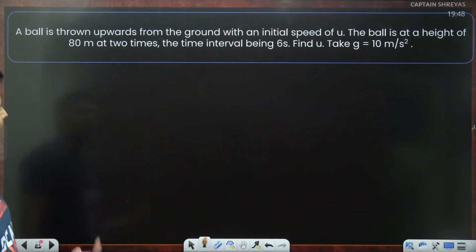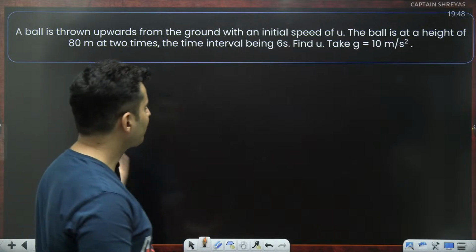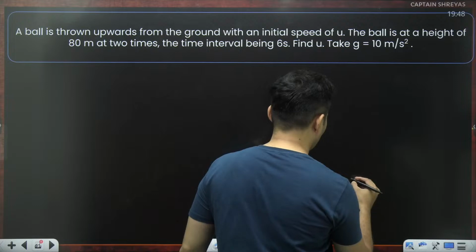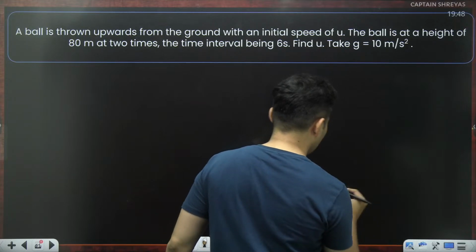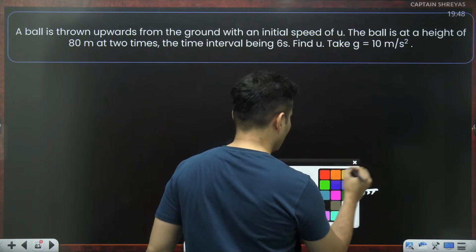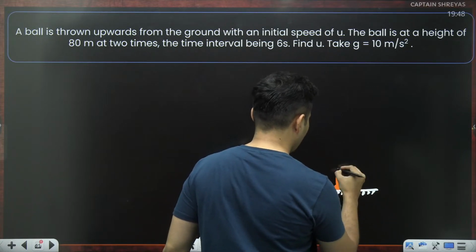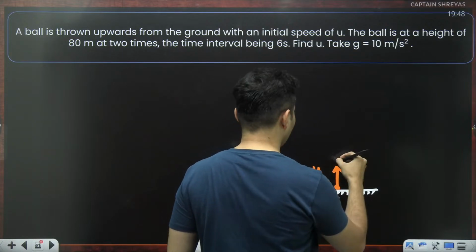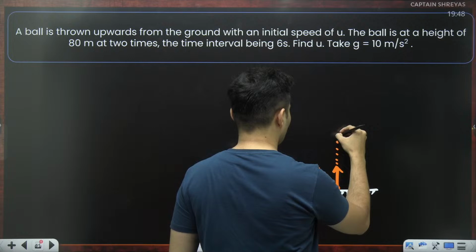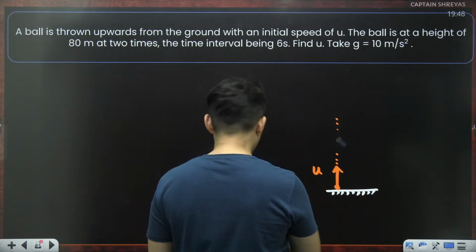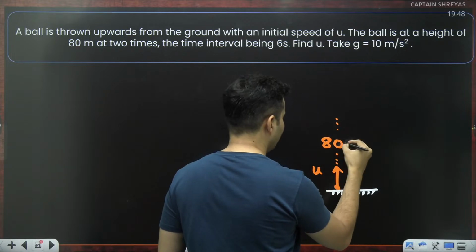Okay. A ball is thrown upwards from the ground with some speed. The ball is at a height of 80 meters 2 times. Interesting. So imagine this is our ground level. You throw this particular ball with some particular speed u, which I am not aware of, but it goes up, goes up, goes up, and reaches at some point of time a height of 80 meters.